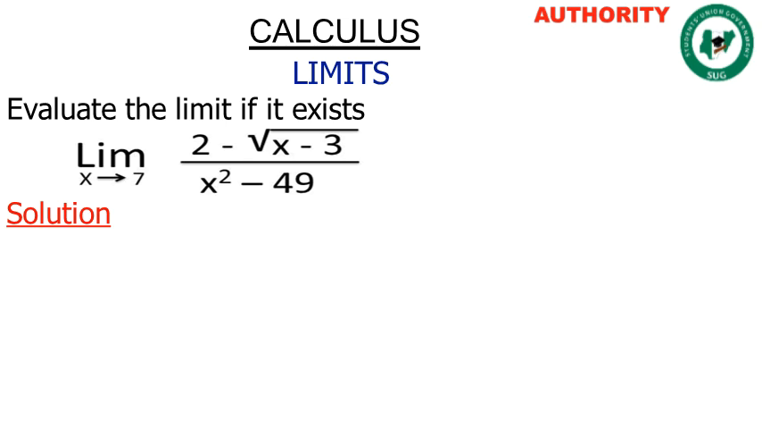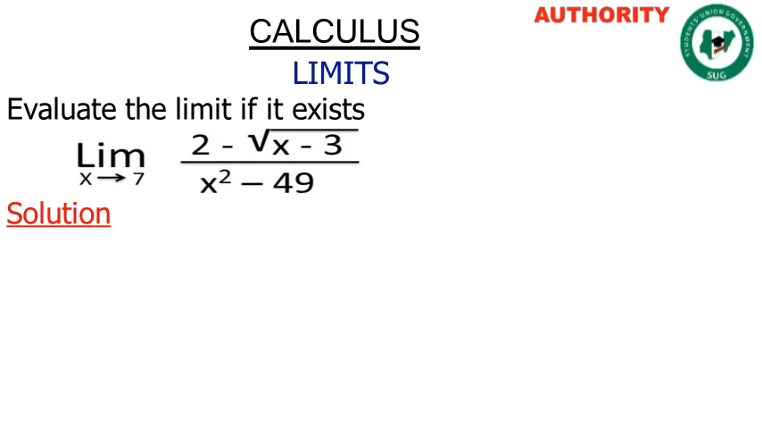We have the limit as x approaches 7 of (2 minus the square root of x minus 3) all over x squared minus 49. Here we're going to multiply this by the conjugate of the numerator, times the conjugate all over the conjugate. Any number divided by itself will give you 1, and multiplying by 1 will not change anything. So don't be afraid of what you are doing.